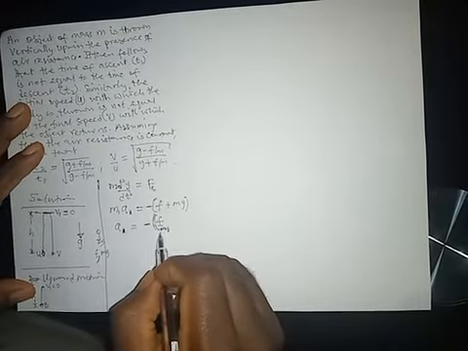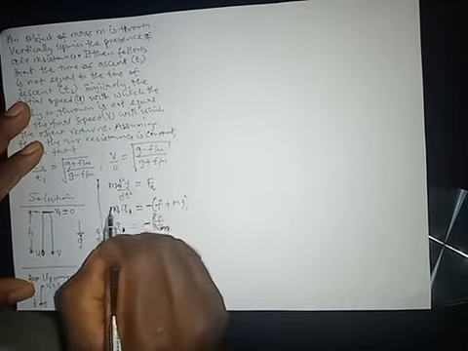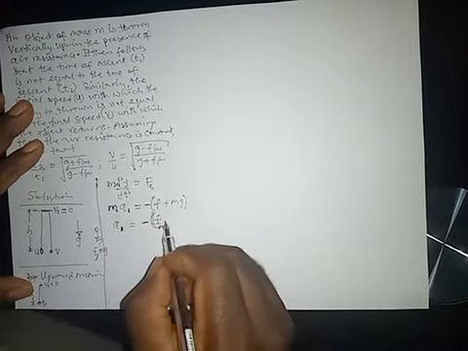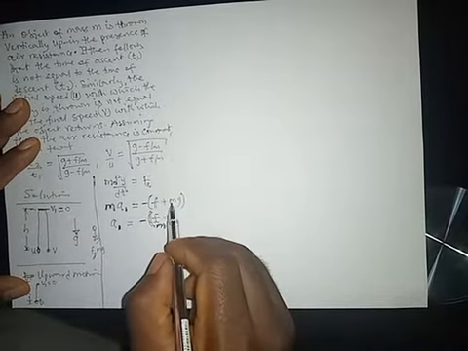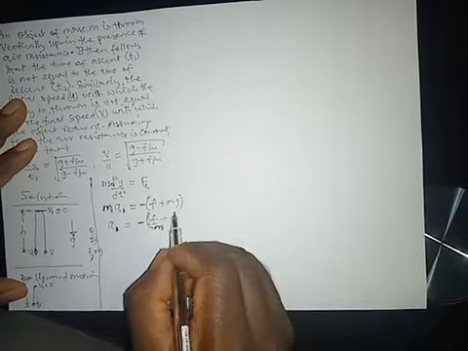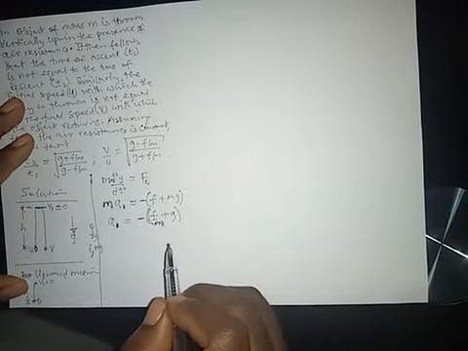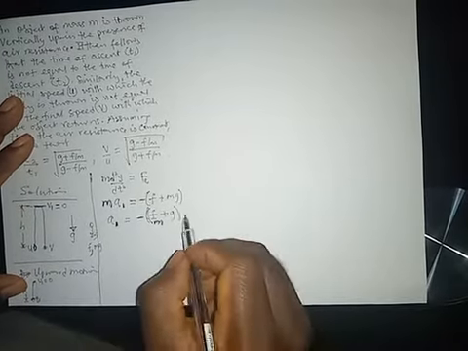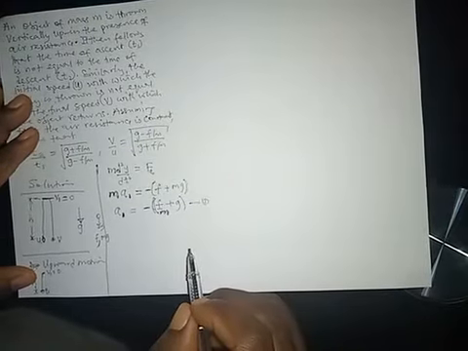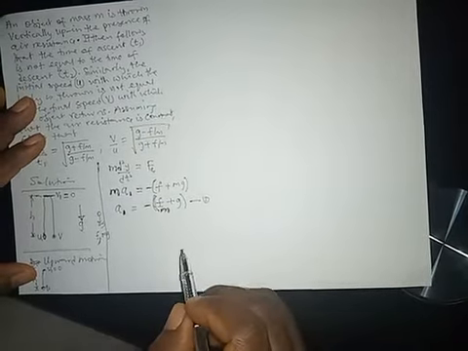M is M. Okay, so plus this will have gone plus G. Plus G. Let's call this one equation 1.